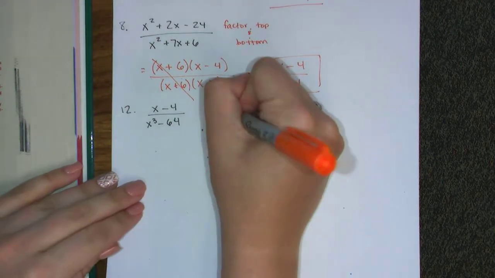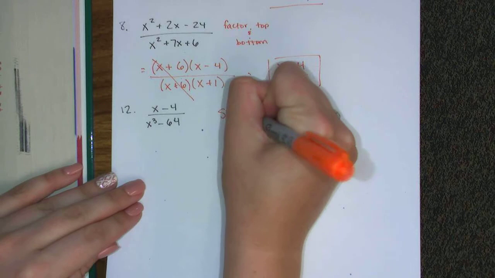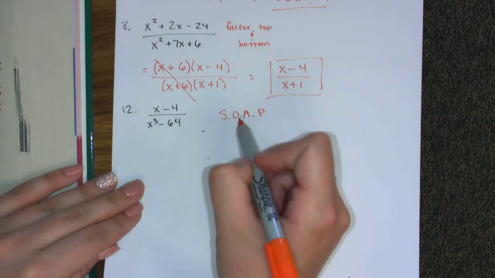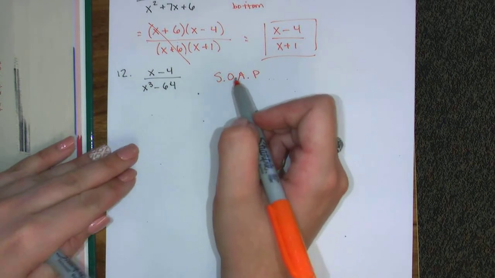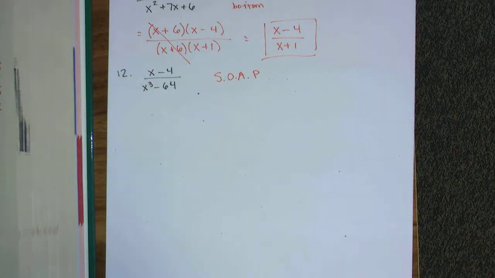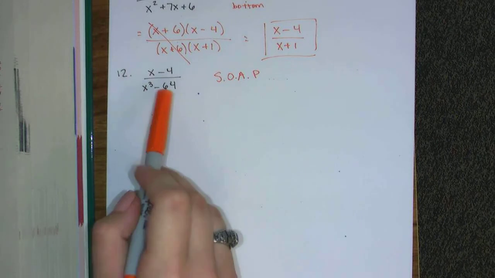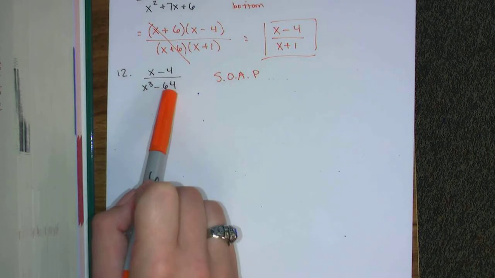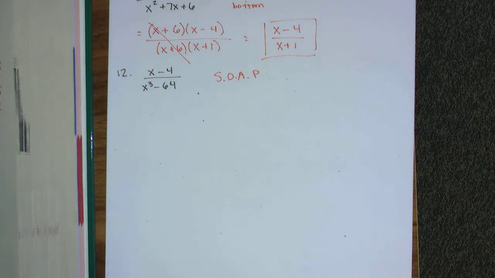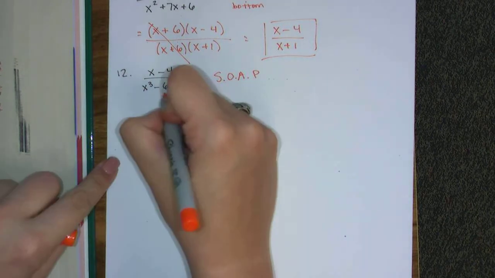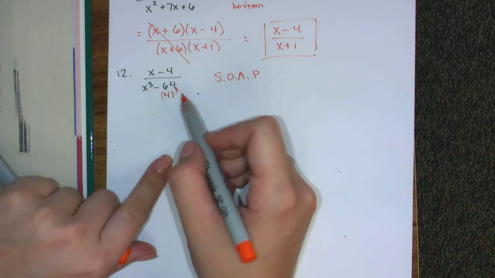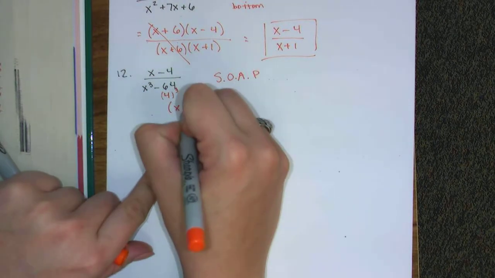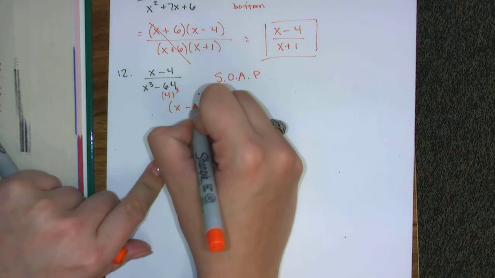Okay, his method was SOAP. Same sign, opposite sign, always positive. So I think what we should have here is, because let's see, what is this, 4 cubed? 4 times 4 is 16, times 4 is 64. So that's really, we could rewrite this then. We could think about this as 4 cubed, meaning same sign, so I have x minus 4.